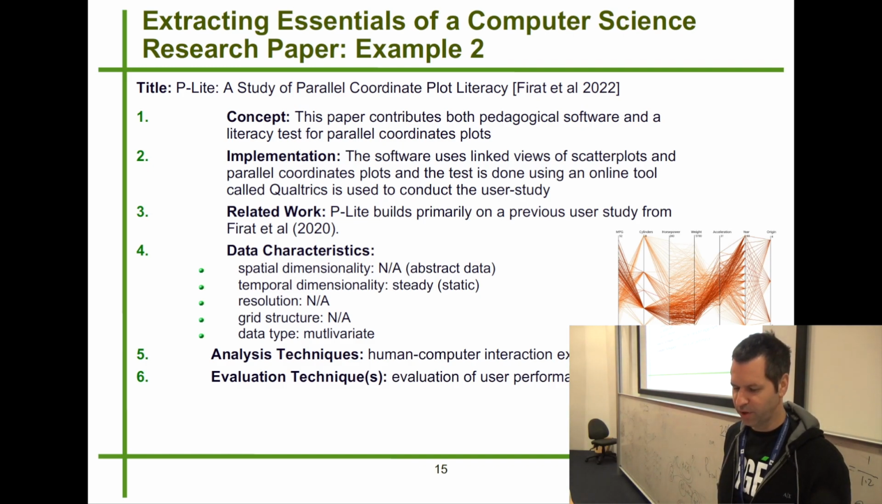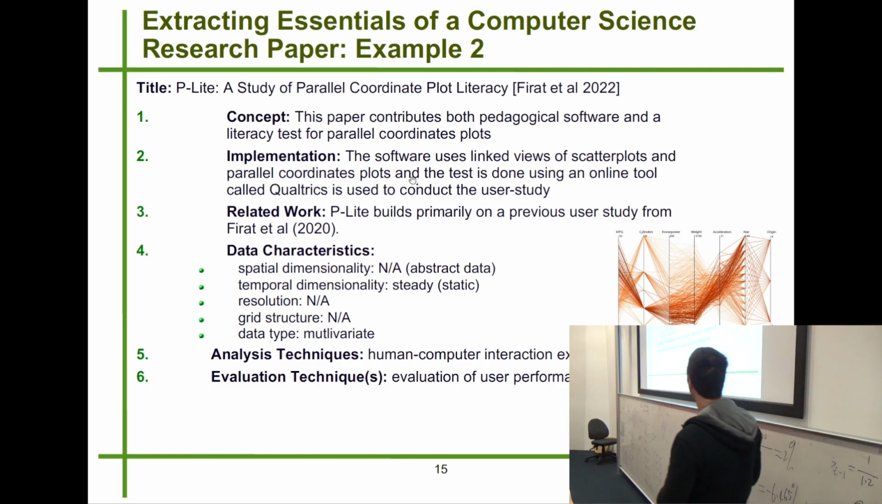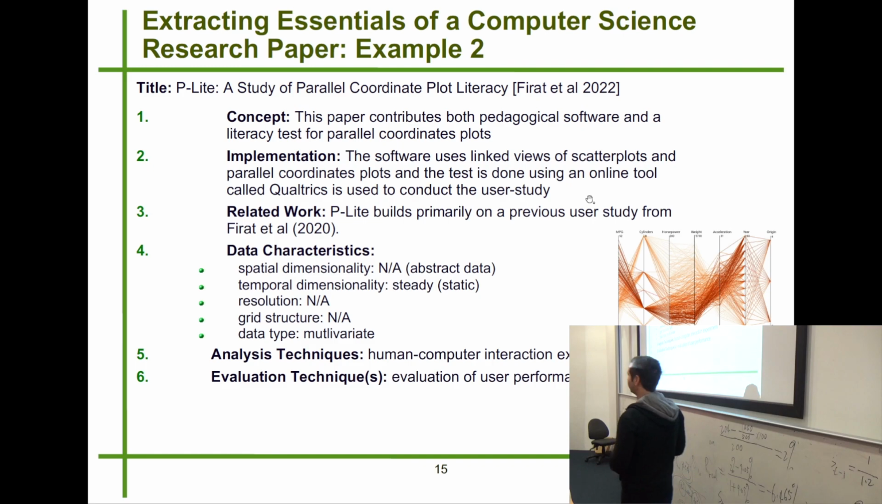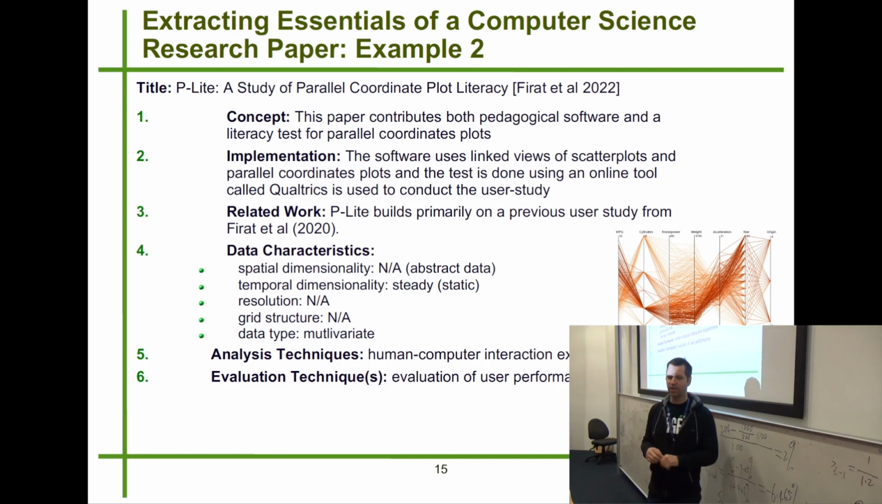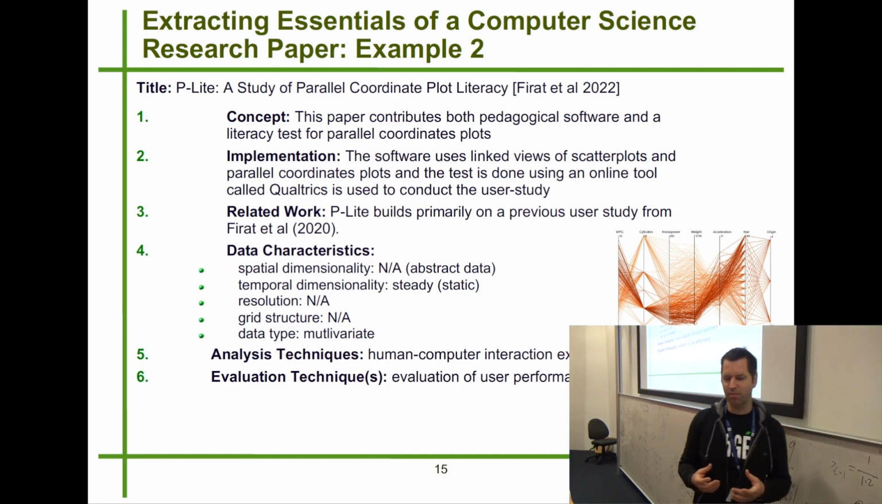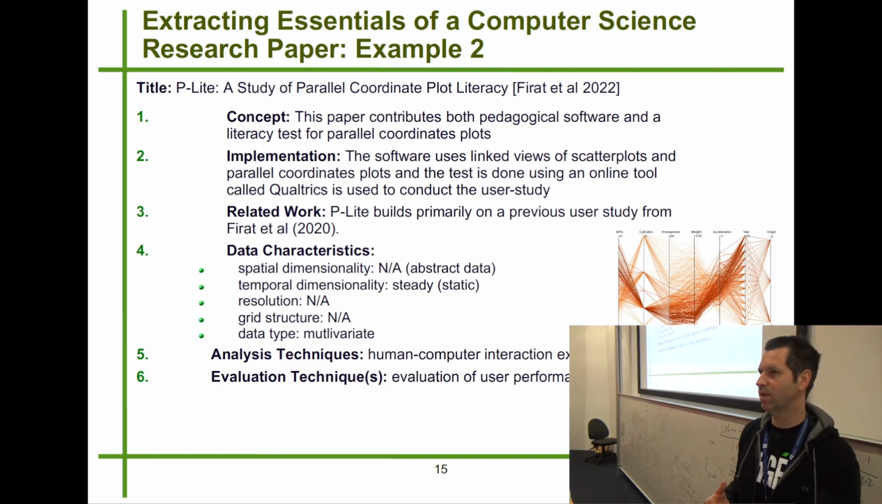Implementation: the software uses linked views of scatter plots and parallel coordinates plots, and the test is done using an online tool called Qualtrics, and it's used to conduct a user study. That's the implementation. So I've summarized. The implementation in this paper is like 10 pages, but I've summarized it in 2 sentences.